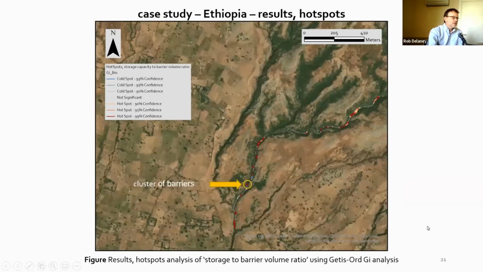And you can see here, again, clusters of red, which are the better sites. And these are the sites you possibly might want then to look at in more detail as a site visit. There's one site in particular here with this cluster of barriers, which comes up with 5 barriers with the greatest hotspot score, and it also contains the site with the largest storage to barrier volume ratio.